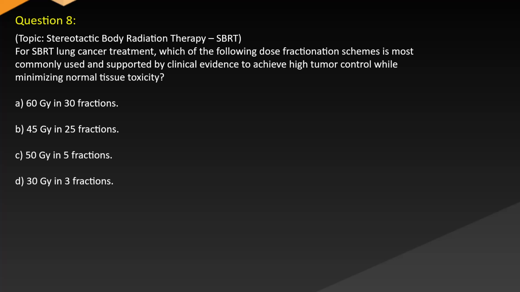Question 8. Topic: Stereotactic body radiation therapy, SBRT. In SBRT lung cancer treatment, which of the following dose fractionation schemes is most commonly used and supported by clinical evidence to achieve high tumor control while minimizing normal tissue toxicity? A. 60 Gy in 30 fractions. B. 45 Gy in 25 fractions. C. 50 Gy in 5 fractions. D. 30 Gy in 3 fractions.